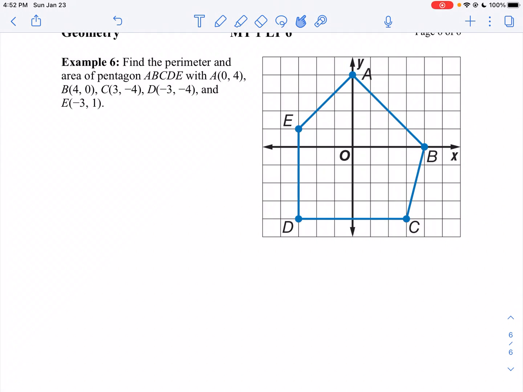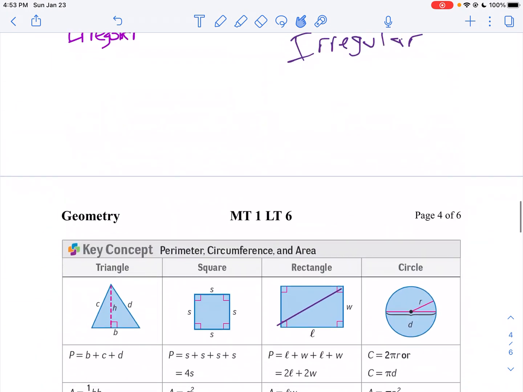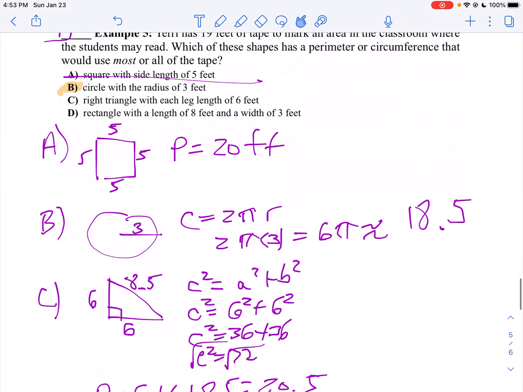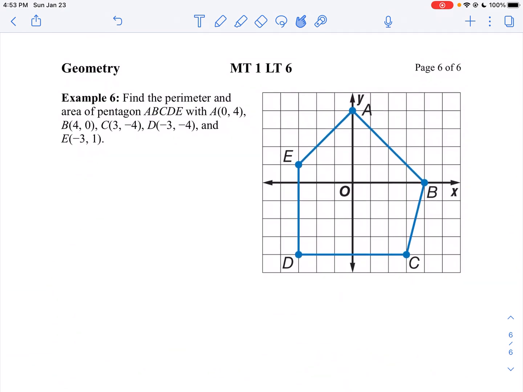Now in the last example, example 6, I want to find the perimeter and the area of this pentagon. Now notice, I never gave you a formula for the pentagon. So we're going to have to devise our own formula in this problem. First off, let's start with the perimeter. To find the perimeter, I need to find the length of each side.